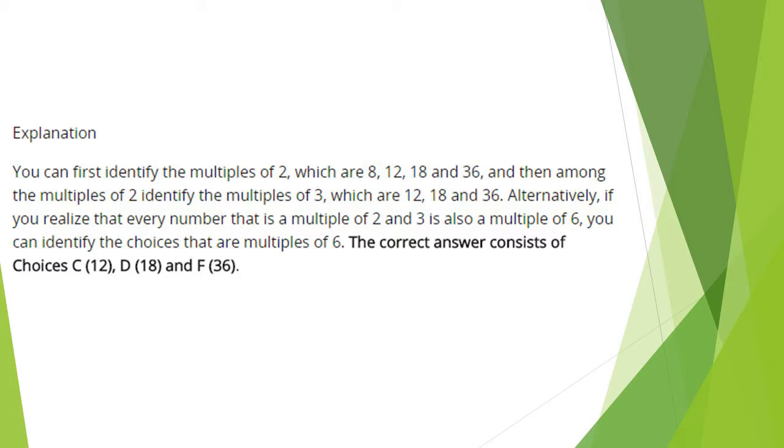You can first identify the multiples of 2, which are 8, 12, 18, and 36, and then among the multiples of 2, identify the multiples of 3, which are 12, 18, and 36. Alternatively, if you realize that every number that is a multiple of 2 and 3 is also a multiple of 6, you can identify the choices that are multiples of 6.